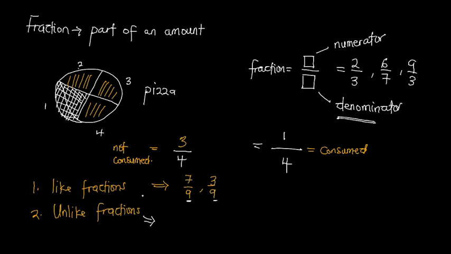And if we have two or more fractions and they have different denominators, we are saying they are unlike fractions. A typical example can be, let's say, 3 over 5, 2 over 7, and maybe 1 over 4. If you consider all these three fractions, their denominators are different. This is 5, this is 7, this is 4. So none of these fractions are like, they are all unlike fractions.